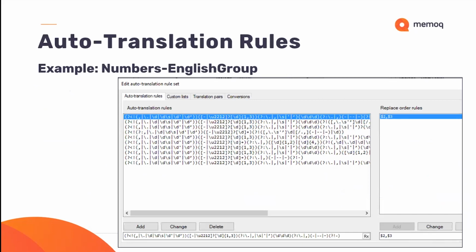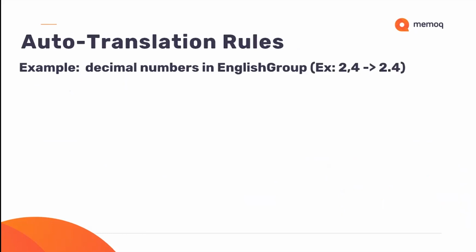when it comes to the numbers group for English conversions. And it does look quite complicated. So we can be very happy that we don't have to set these up ourselves. Just as an example, I'm taking one of these rules to show you what's actually inside and so how complex things can be with the auto-translation rules.